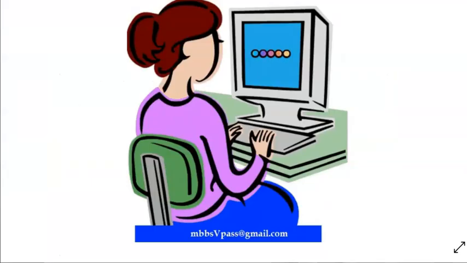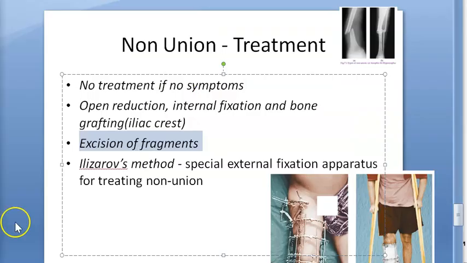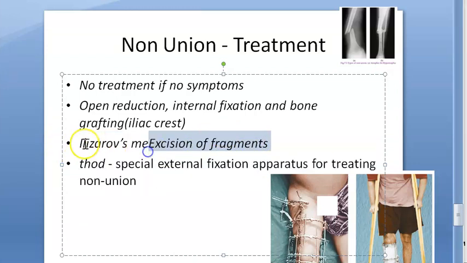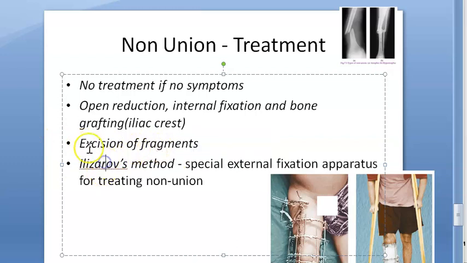They are saying the lower end of the ulna can be excised if there is non-union of the fracture of the distal end of the ulna, without much loss. So let me say that again. The lower end of the ulna can be excised for non-union of the fracture of the distal end of the ulna, without much loss. In the case of fracture of the neck of femur, the head of femur can be replaced with a prosthesis. So they are removing some fragments. Then what else? Ilizarov's method, basically from the USSR he designed a special external fixation apparatus for treating non-union.